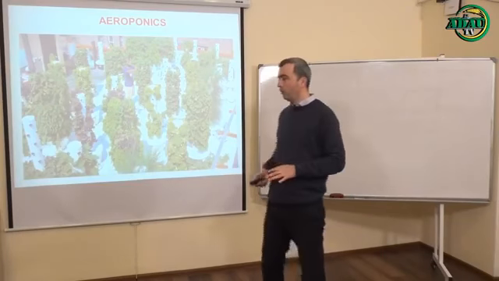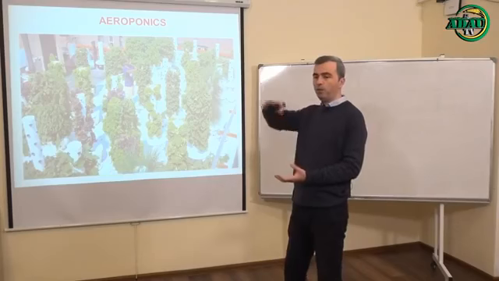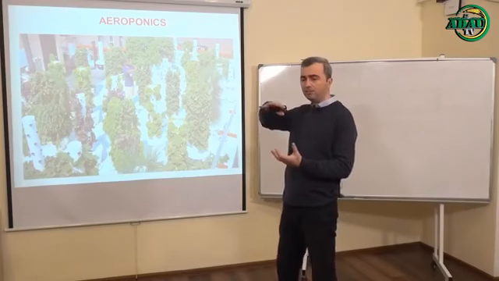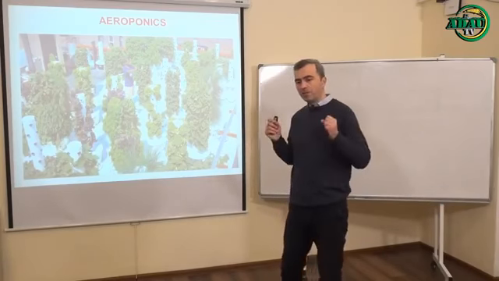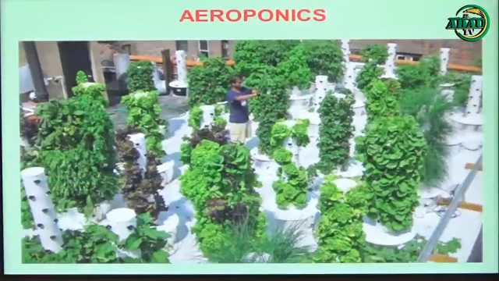Also, another way of growing plants in hydroponics is when you have lifted the plants and the roots are sprayed with water every 30 seconds. Again, it is the same nutrient solution and a combination of air, oxygen, for the plants.